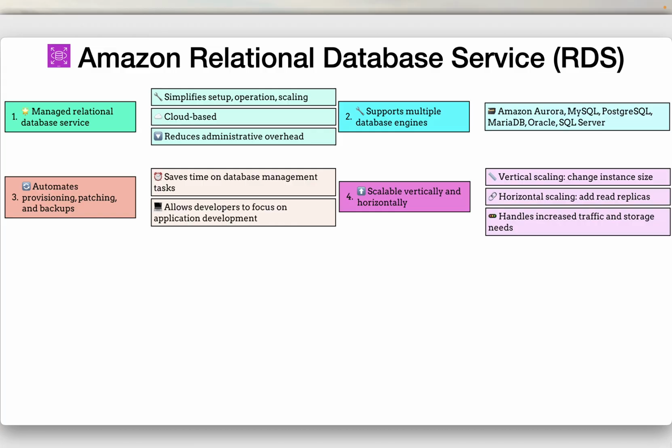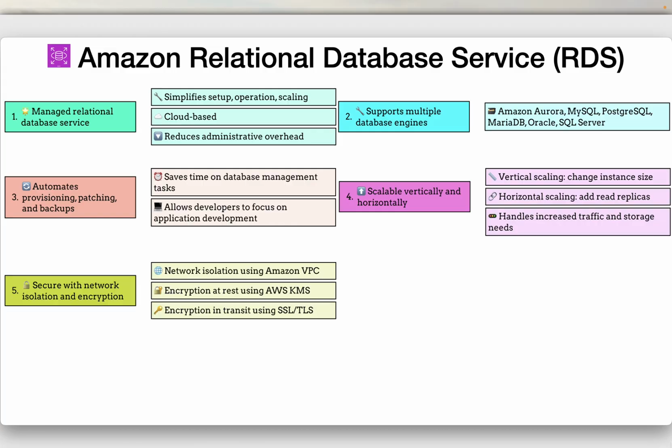Fourth, scalable vertically and horizontally. Users can easily scale their database resources vertically by changing the instance size, or horizontally by adding read replicas to handle increased traffic and storage needs. So just remember, we can scale in both ways, like by changing the instance size, which will affect the CPU or memory, or horizontally by adding more nodes.